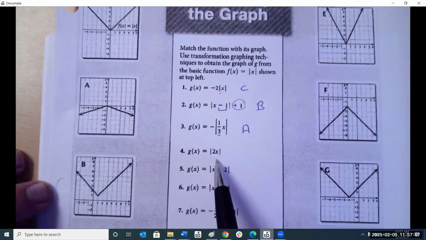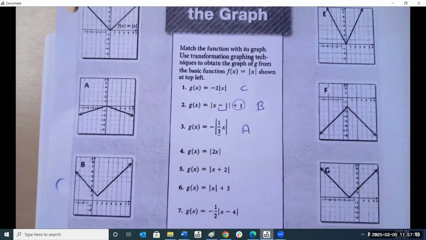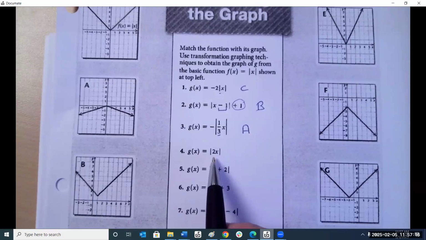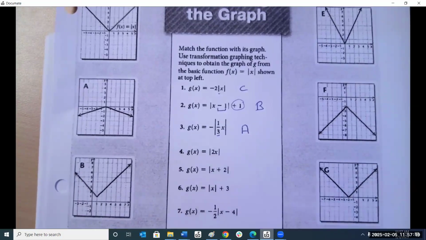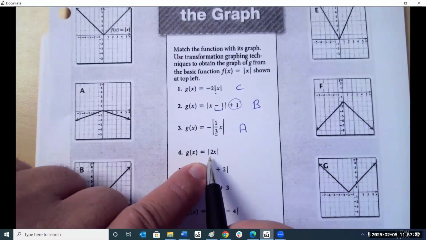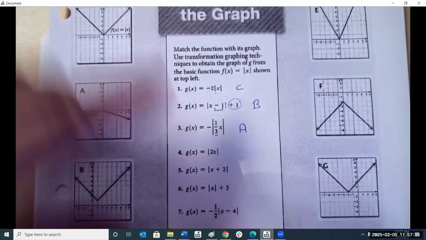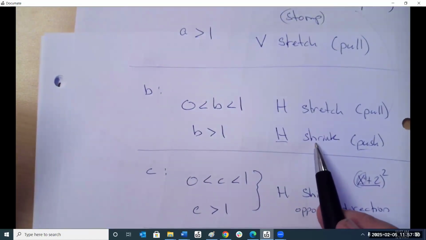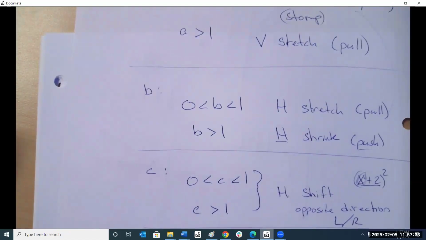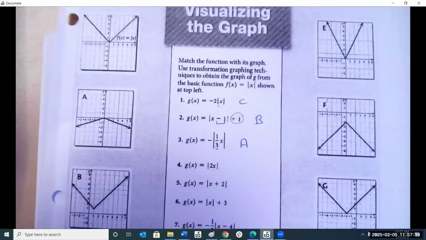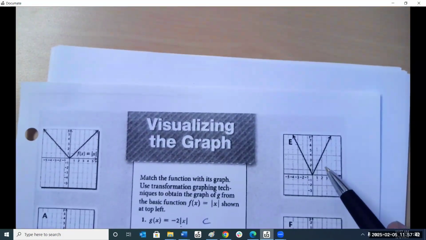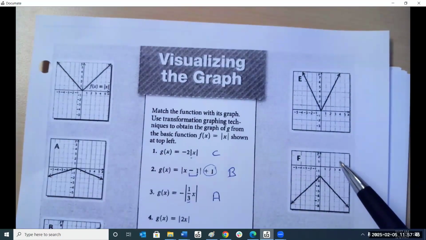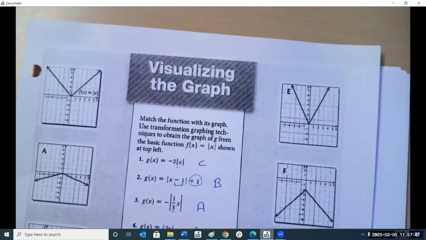How about this one? What's this one going to do? Which direction is it going to go, up or down? It's positive, so it's up. What does this one do? What letter is this, A, B, C, or D? That's B. So if B is greater than 1, it's a horizontal shrink. It pushes, so that means it gets skinnier going up. So here's the horizontal shrink, or horizontal push. So that's got to be it.